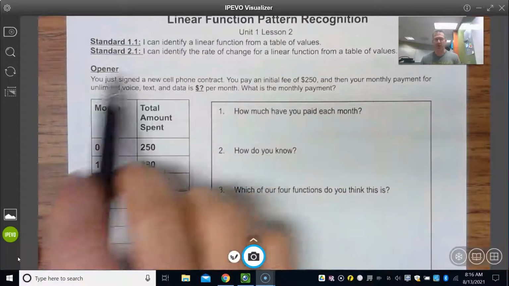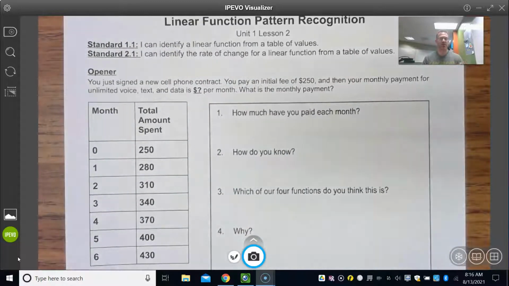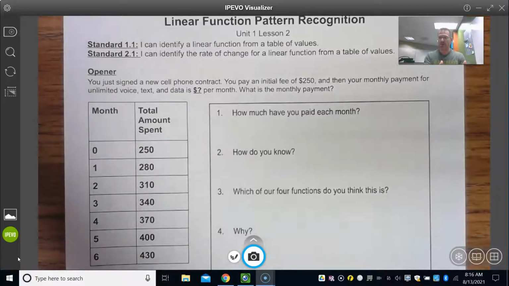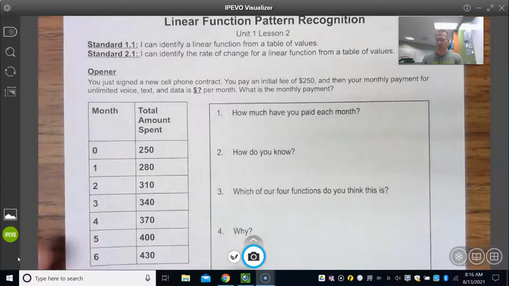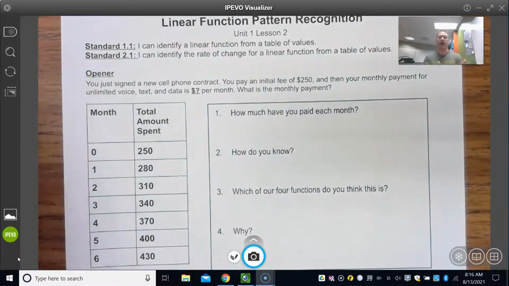An opener of some sort. This is to get you thinking about things, to get you in the right frame of mind for what we're going to be talking about. This is typically how it's going to work. I'm going to ask you to do the opener on your own. You'll pause the video, read the problem, answer the questions for the opener, and then you'll turn the video back on.